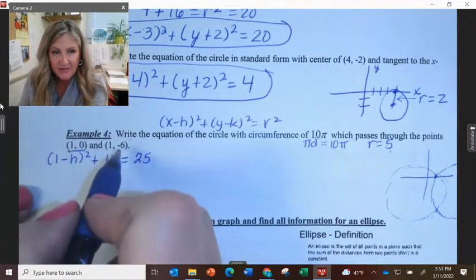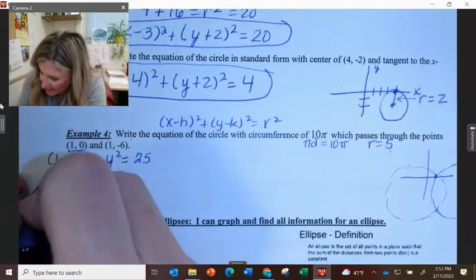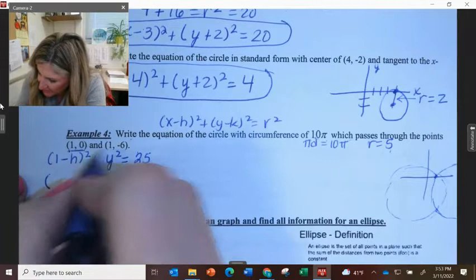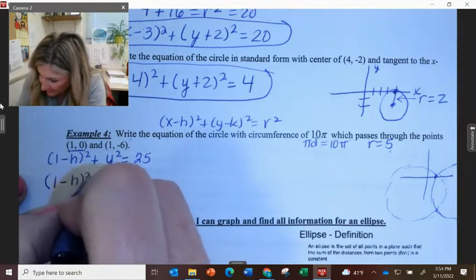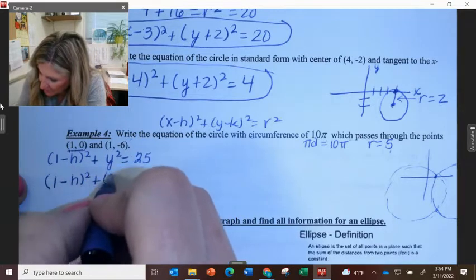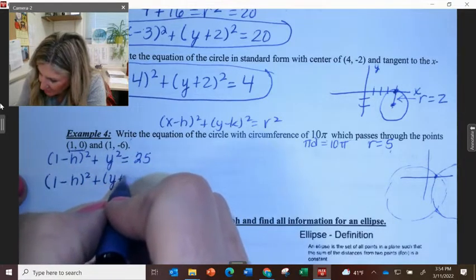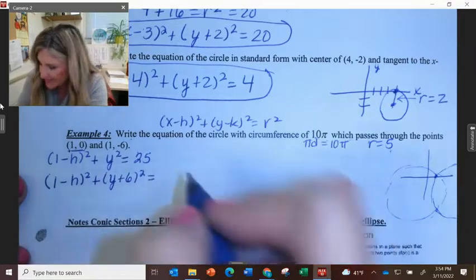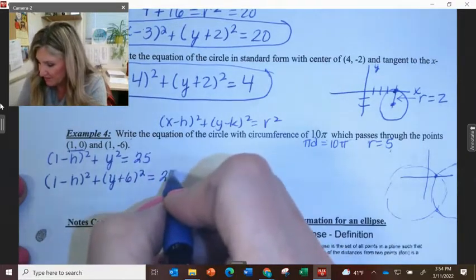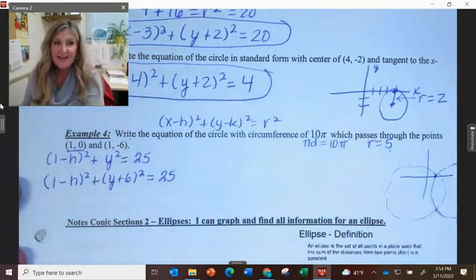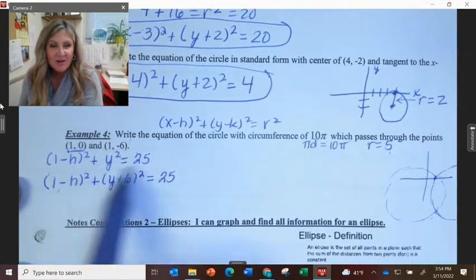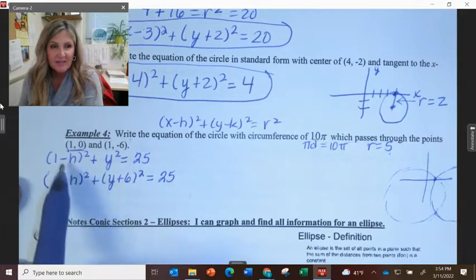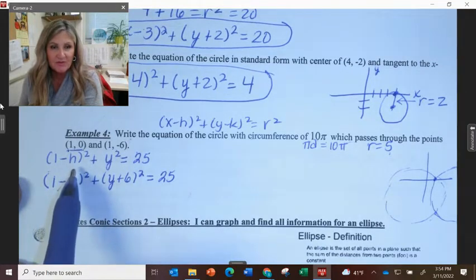Okay, now let's think. We've got this point as well. So let's plug in that point. 1 minus h squared again, plus y minus -6 would be plus 6 squared. And what does that have to equal? 25, right? Now, here comes the tricky part. I can't solve either one of these by themselves because they have 2 variables.